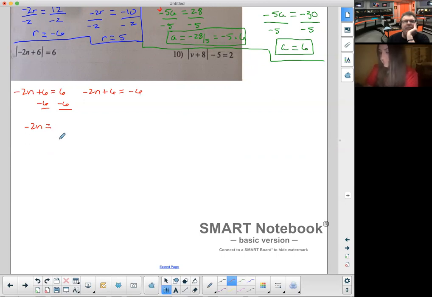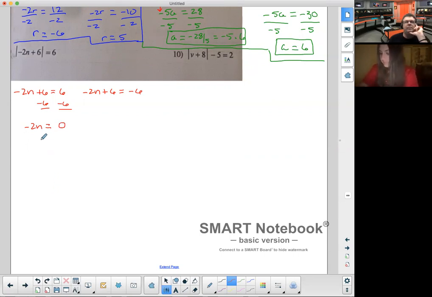Young lady, are you writing it down like this? Do you see how I'm writing minus 6 and then I immediately write minus 6 beneath? That kind of helps you remember, I think. So then it's negative 2n equals 0.